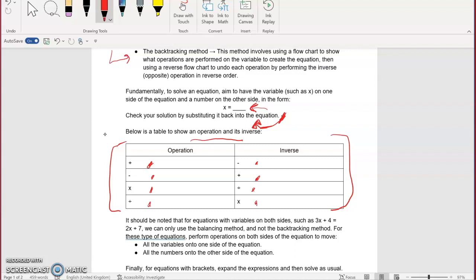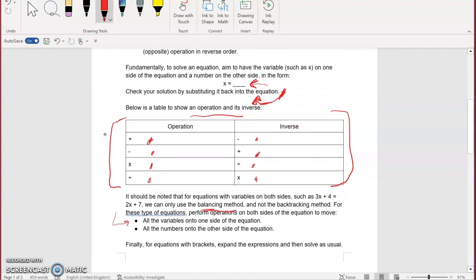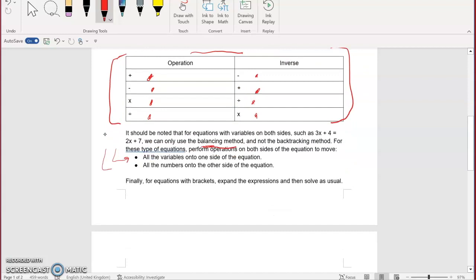It should be noted that for equations with variables on both sides, such as 3x plus 4 equals 2x plus 7, we can only use the balancing method and not the backtracking method. For these type of equations, perform operations on both sides of the equation to move number 1, all the variables onto one side of the equation, and number 2, all the numbers onto the other side of the equation.